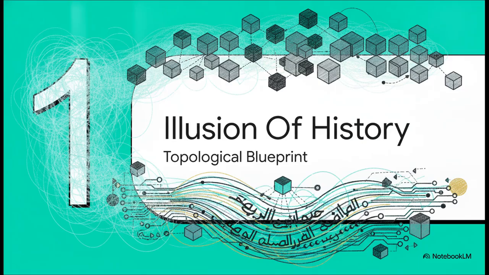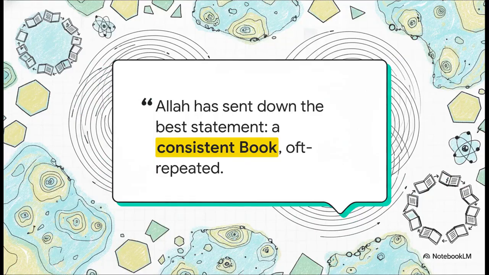Section 1, the illusion of history, and looking at the text as a topological blueprint. So our main goal here is a total mindset shift. The sources highlight verse 39:23, which talks about a consistent book, oft repeated. The Arabic term used here is mathani, which basically means paired and recurring. And honestly, this is brilliant because it illustrates that the book is a self-decoding structure. It doesn't actually need some external decoder or outside historical theology to reveal what it means.